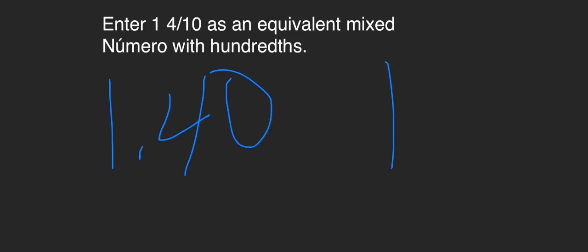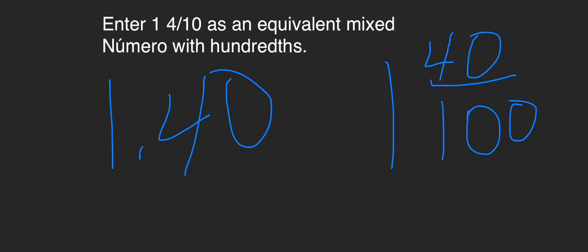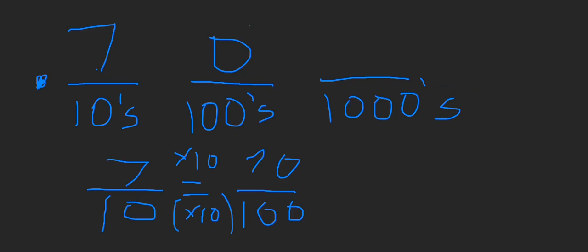Okay, very good. Now, okay, oh boy, look at this one. Enter 1 and 4/10 as an equivalent mixed number with hundredths. So it's like money, right? 1 4/10 is 1.4. At the end of decimals, you could always add zeros here. So you could make it $1.40. So the mixed number that's equal to 1 4/10 is going to be 1.40 out of 100. 1.40 centésimos. So it's like that. Pretty straightforward, pretty simple.